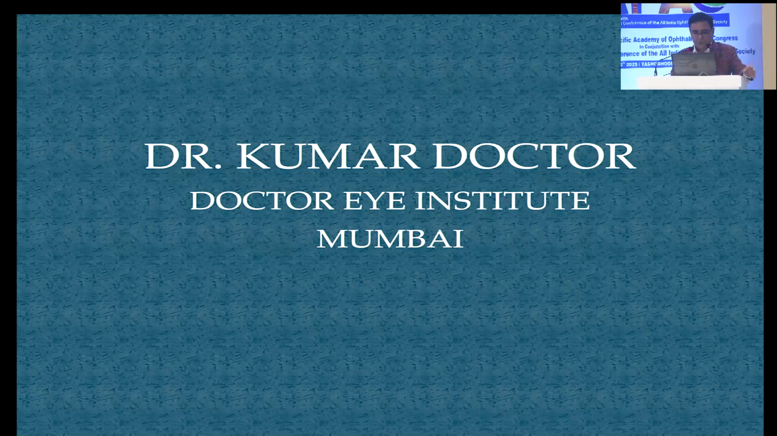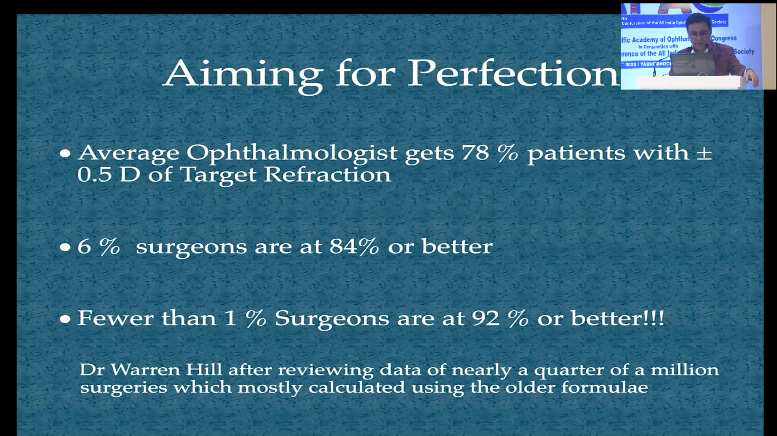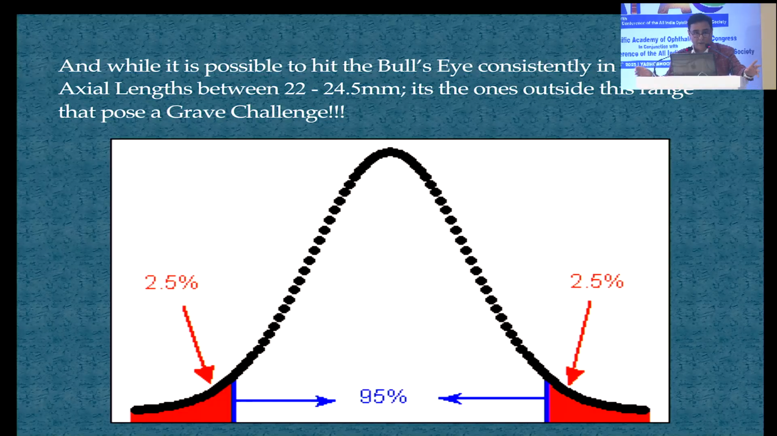We all understand that modern cataract surgery is 2020 and beyond, because our patients have made it. All cataract surgeries are now refractive surgeries. They are no longer pure cataract surgeries. Statistically, 78% of patients are within plus or minus half a diopter, 6% of surgeons get 84% or better, and 1% of surgeons get 92% or better. You can rate yourself in your post-op results as to where you really stand, if you're checking 6/6 and not 6/9. But when it comes to short eyes and long eyes, the big problem begins.